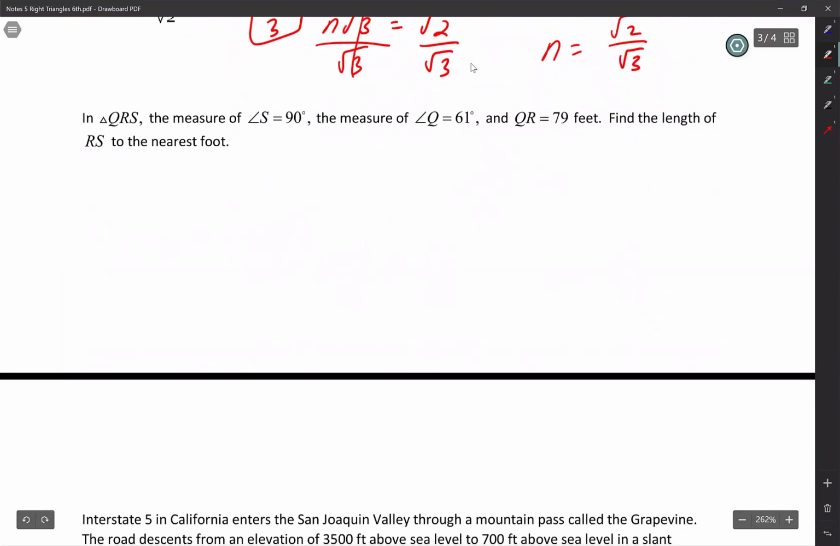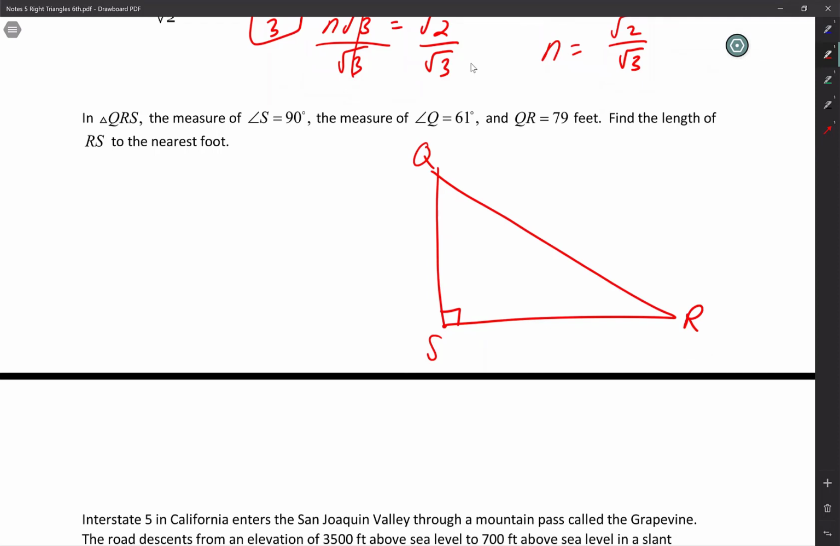In triangle QRS, the measure of angle S is 90 degrees. So they're telling us what's 90, so it's angle S, vertex S. And then I can put Q and R. Angle Q is 61 degrees, so I'll put 61 degrees. QR is 79, so 79 feet. Find the length of RS, I'm going to put an X there, to the nearest foot. Okay, so this is a straightforward one.